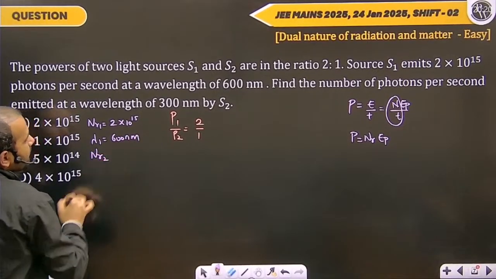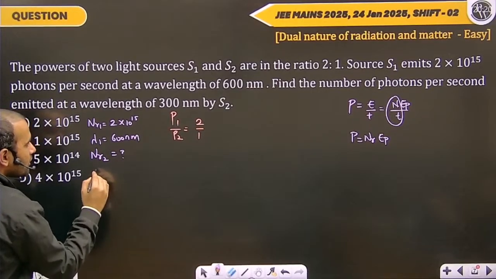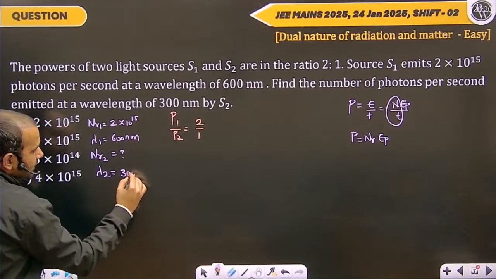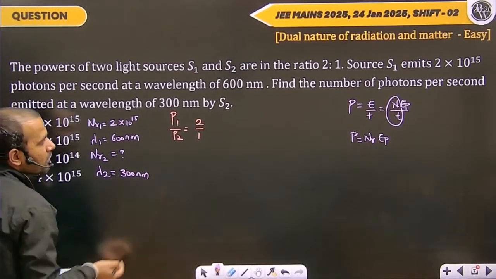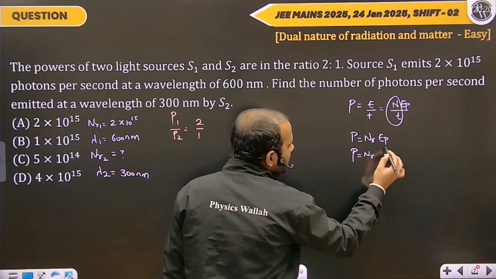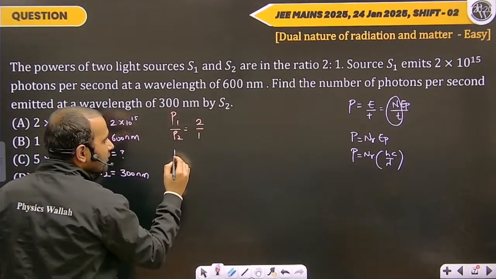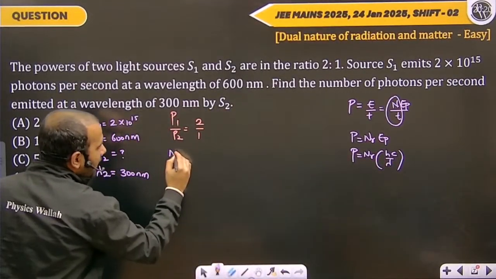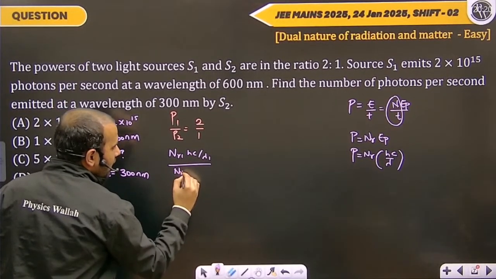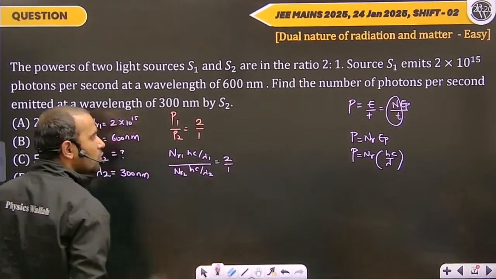For source 2, they are asking the value of NR, the rate of photons, for which they have provided the wavelength, 300 nanometer. Now, power is basically NR times EP, where EP, the energy of a photon, is HC by lambda. So P1 by P2 we can write as NR1 HC by lambda 1 divided by NR2 HC by lambda 2, which is equal to 2 by 1.